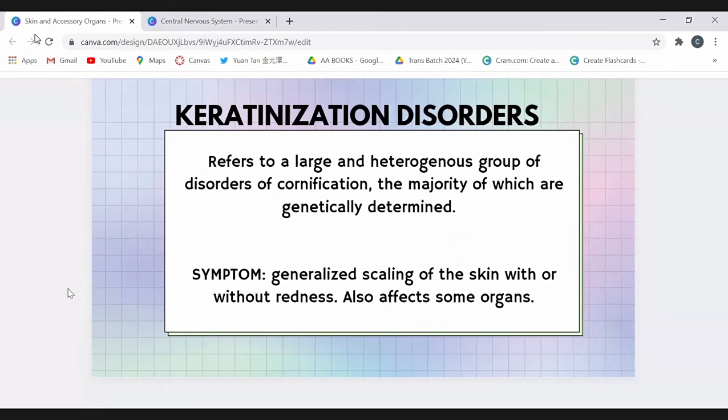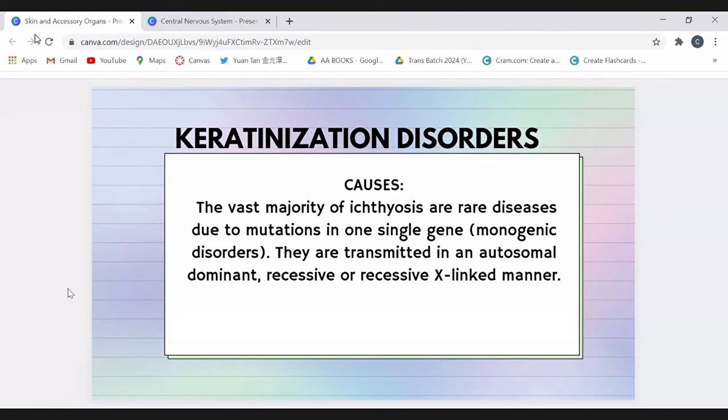We'll now move on to the keratinization disorders. This refers to a large and heterogeneous group of disorders of cornification, the majority of which are genetically determined. The major symptom of this is generalized scaling of the skin with flat redness, which also affects some organs. Next slide, please. The majority of ichthyoses are rare diseases due to mutations of one single gene. They are transmitted in an autosomal dominant, recessive, or X-linked recessive manner.